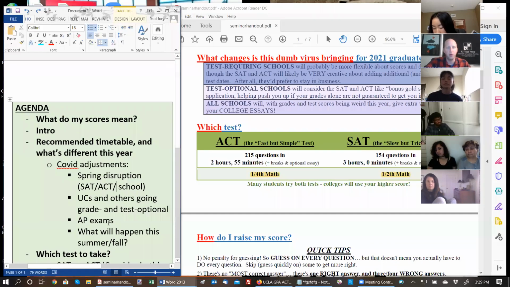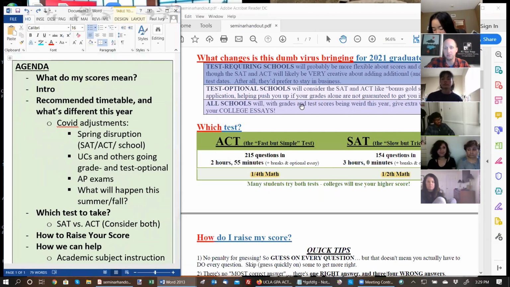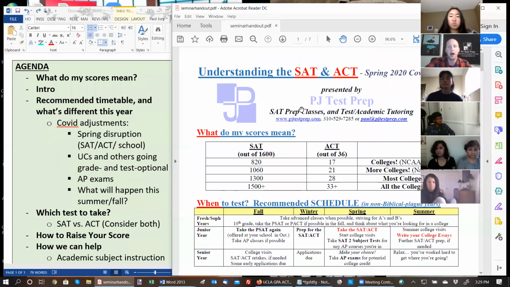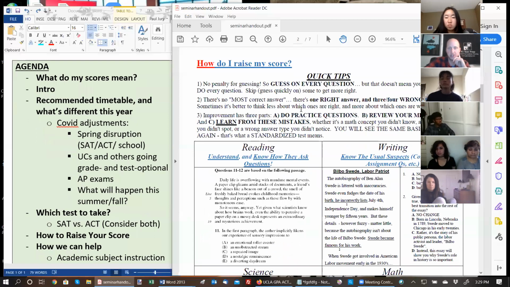Okay, so in terms of which tests to take, in terms of when you should take them, in terms of how COVID is screwing everything up right now, but ultimately I don't think it's going to change the big picture of things. Hopefully most of that makes sense. We'll open this up to a Q&A session at the end.